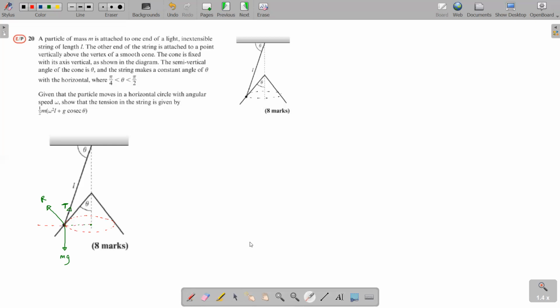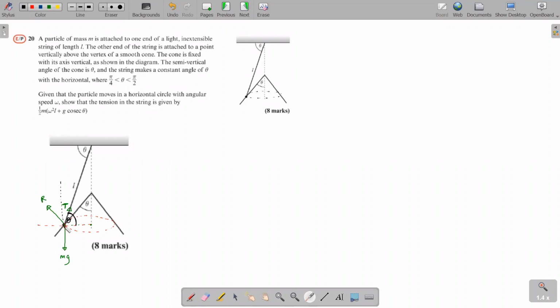So I think the first thing we can see here is this angle theta. You can get alternate angles here, and this is theta. That's the first thing you can mark. Because we need to apply vertical equilibrium and F equal ma towards the center, we need the angle. Then we can easily resolve tension: T cos theta towards the center, T sin theta upwards.